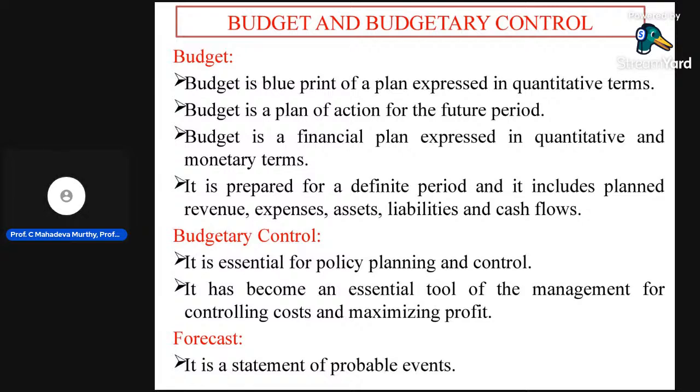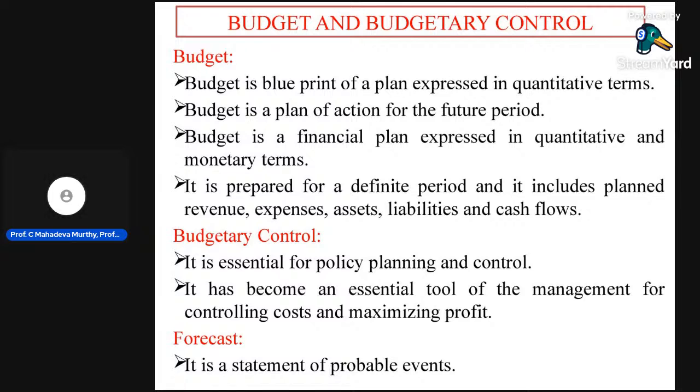The next one, budget and budgetary control. What do we mean by budget? We know that the budget is a blueprint of a plan expressed in quantitative terms, that is, measured in terms of money. Budget is a blueprint of a plan for next year. This year we need to prepare a plan for next year's sales, purchases, any activity for that matter. We need to plan properly. Therefore, planning is most important.